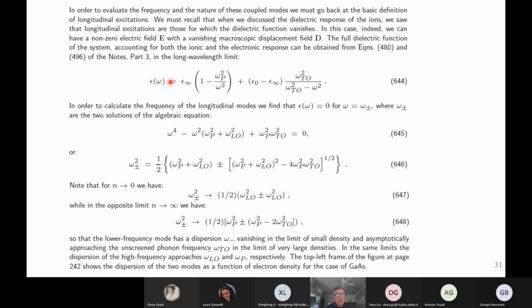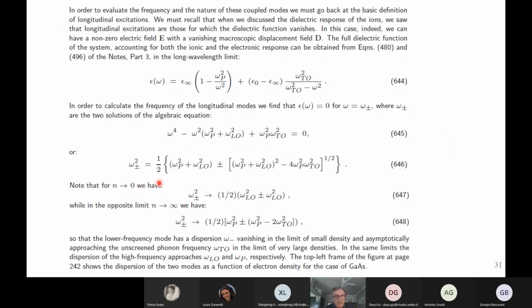So now, if we set this equal to 0, we're going to find the frequencies of two modes that represent these coupled hybrid objects which are neither fully plasmon nor fully phonon. We can just do the algebra. It's relatively easy. We find a second-degree quadratic equation, and we have two solutions, which are given by these expressions.